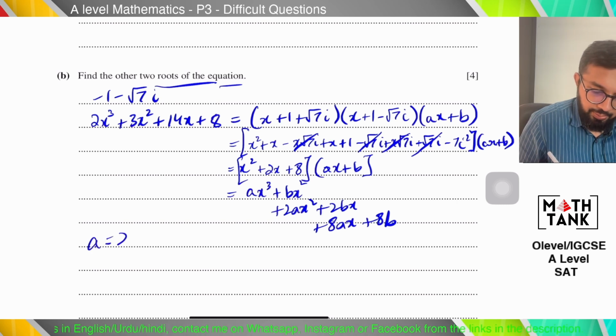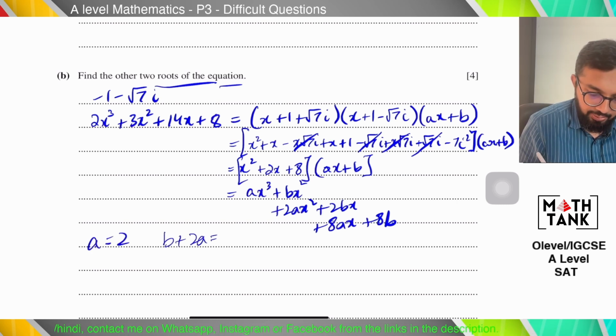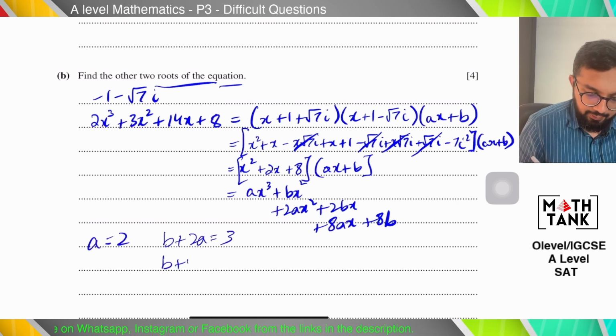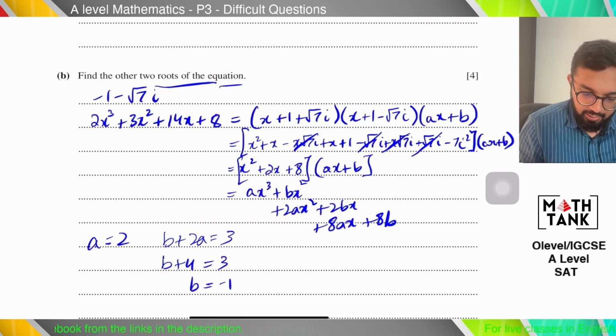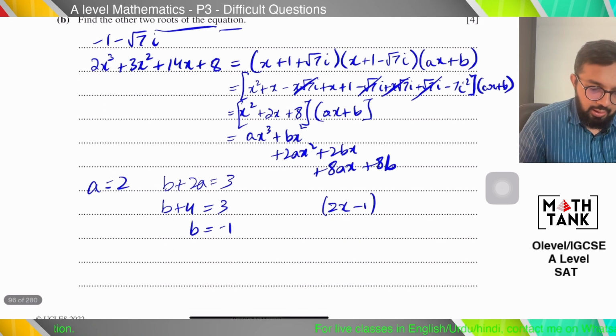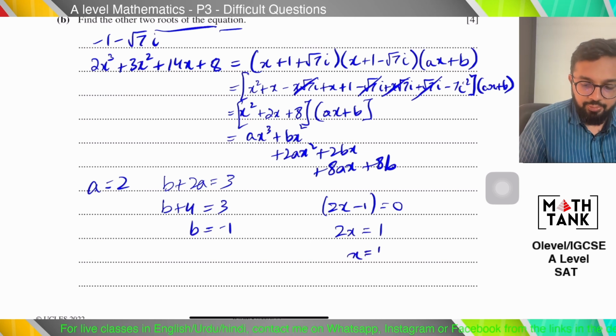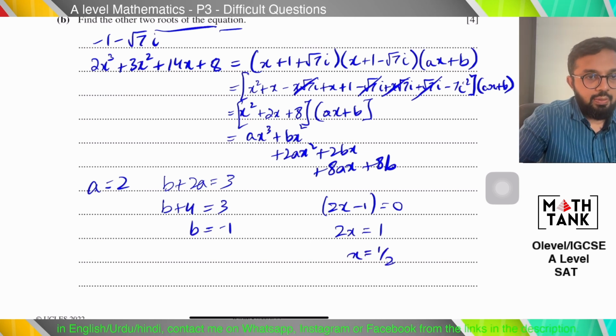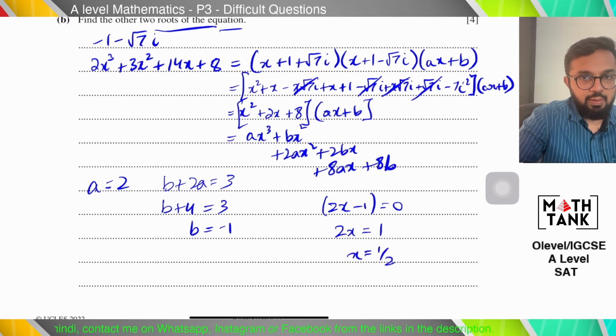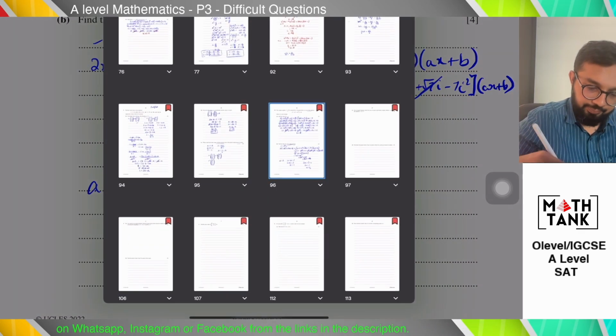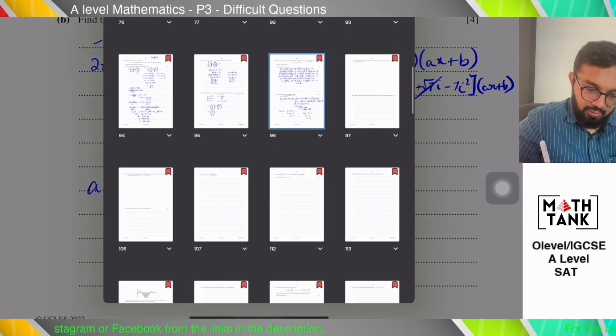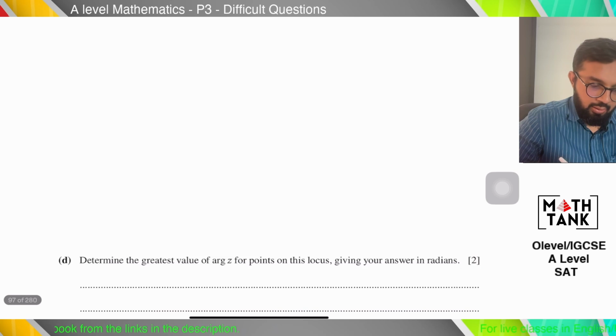So a should equal to b plus 2a should equal 3. So b plus 4 equals 3, b equals minus 1. So I have a and b, so that's 2x minus 1, and that should be the third root. Equals 0, 2x equals 1, and x equals half. If that is the correct answer, yes, that is indeed the correct answer. Okay.